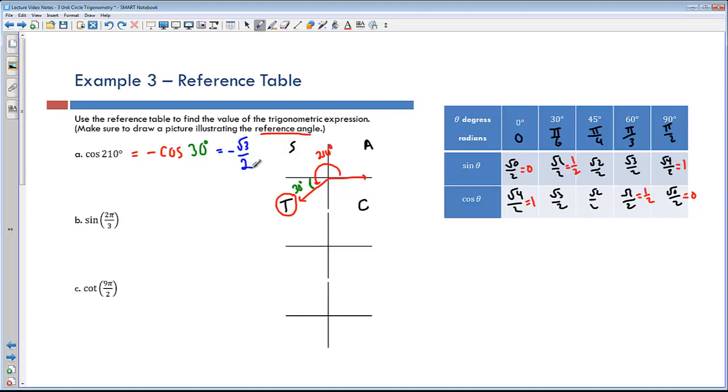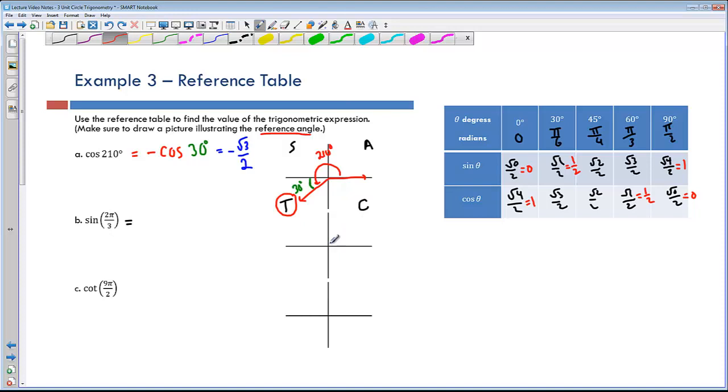All right, let's do this again before you think too much. Let's do the next one. We need to find the sine of 2 pi over 3. The first thing I can do is just draw the angle. So where does 2 pi over 3 live? Well, pi over 3 is like 60 degrees, so you're doing this twice. So it's like here's 60, here's 120.